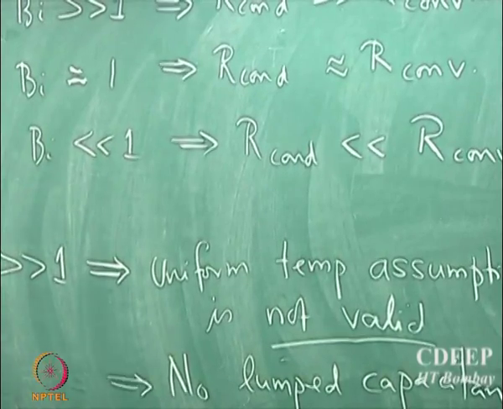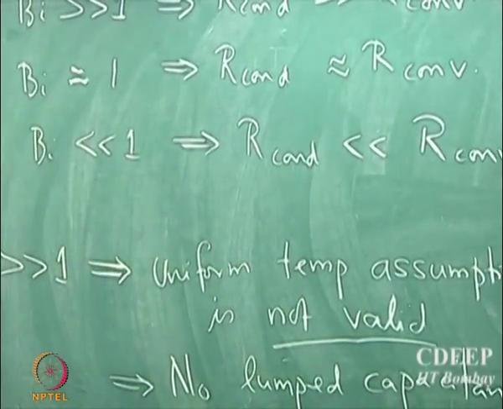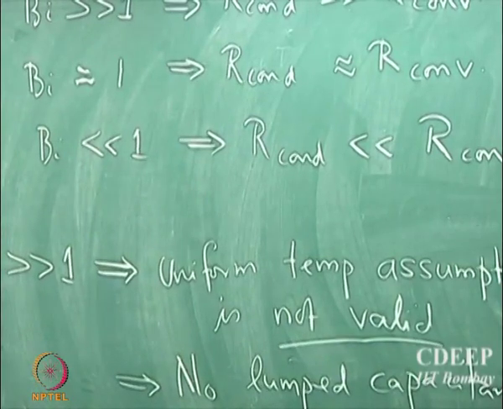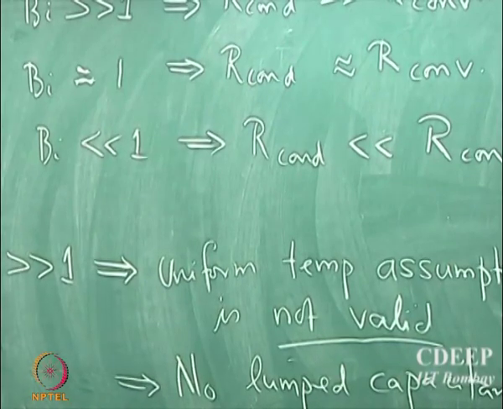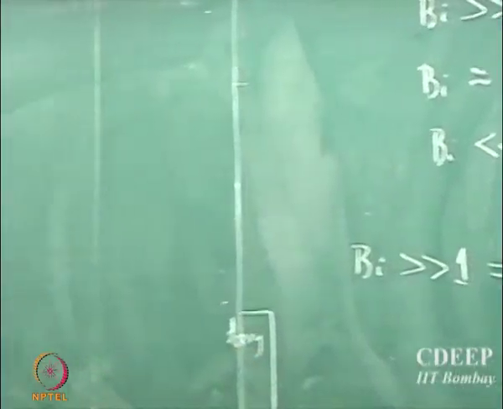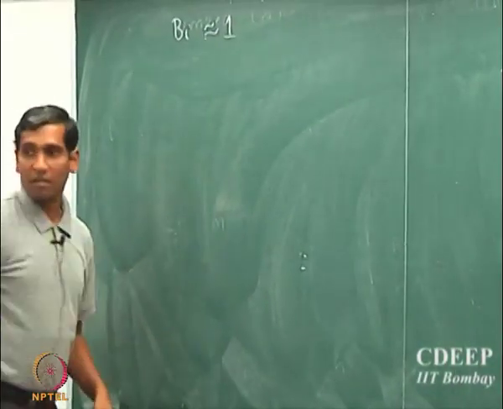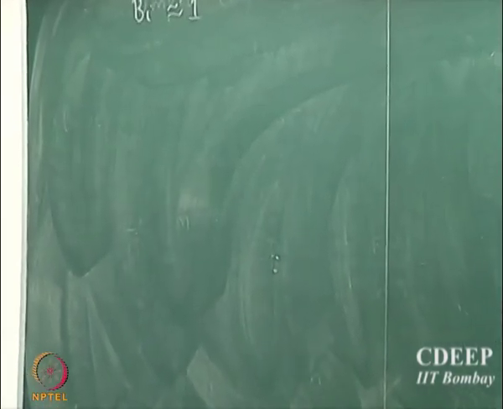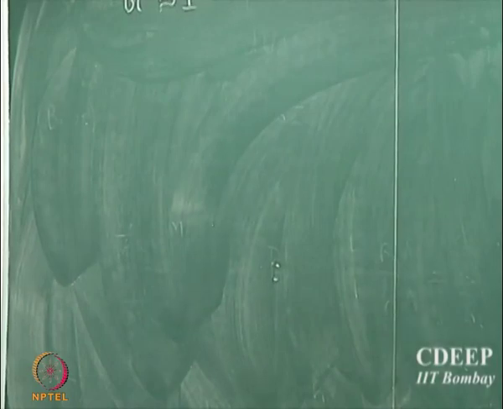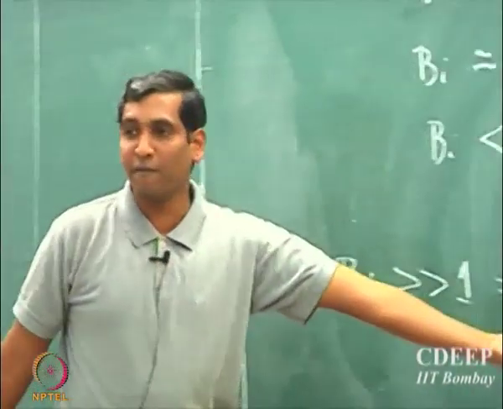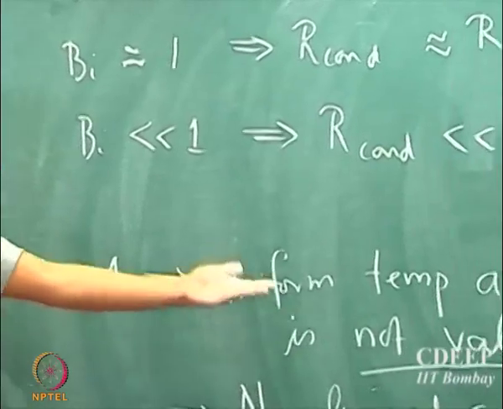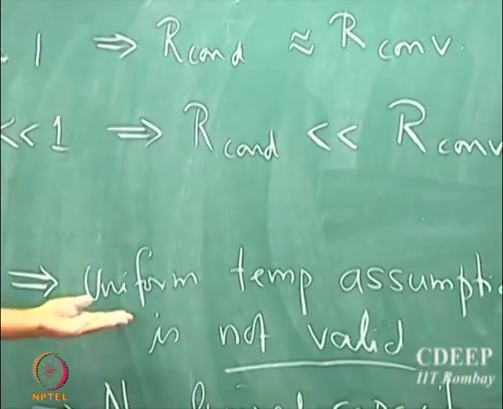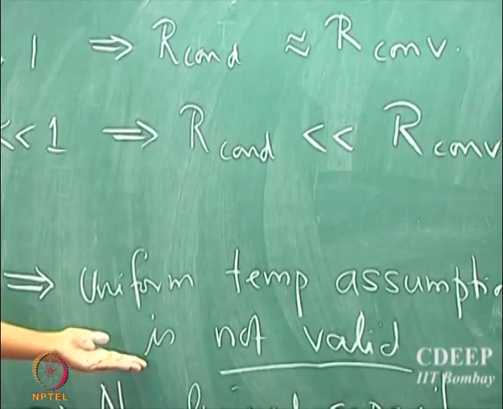Okay. So now it's almost easy to read what happens when Biot is almost equal to 1. What happens when Bi is almost equal to 1? Can we use lumped capacitance? Yes, no? You can't use, because you still cannot ensure uniform temperature. Keep in mind that the lumped capacitance method works only when you can assume a uniform temperature distribution.